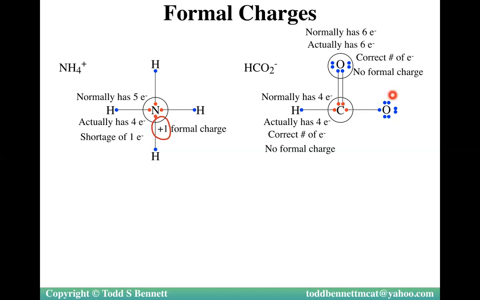This oxygen down here has 1, 2, 3, 4, 5, 6 plus the 7th from the bond. So it actually has 7, and it normally has 6. So a difference of 1. So I know it's going to be a charge of 1. The fact that it says negative, it's going to be negative. But if you think about it, it has an extra electron. Electrons are negative. So it's going to have a -1 charge.